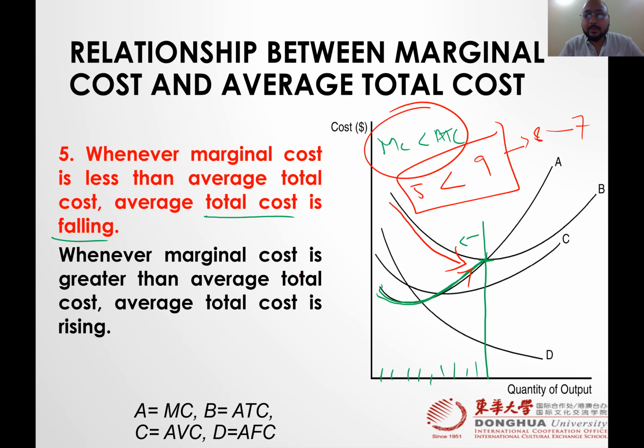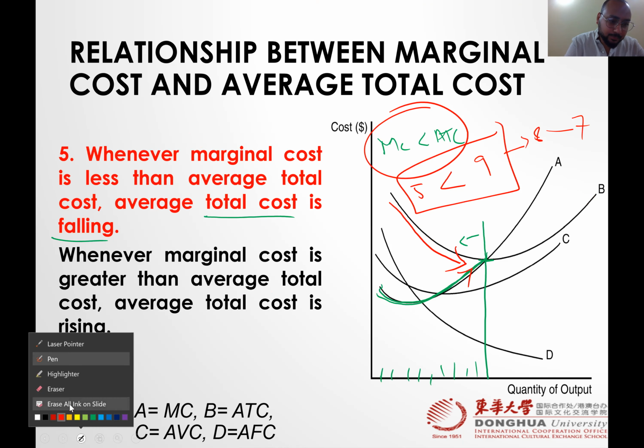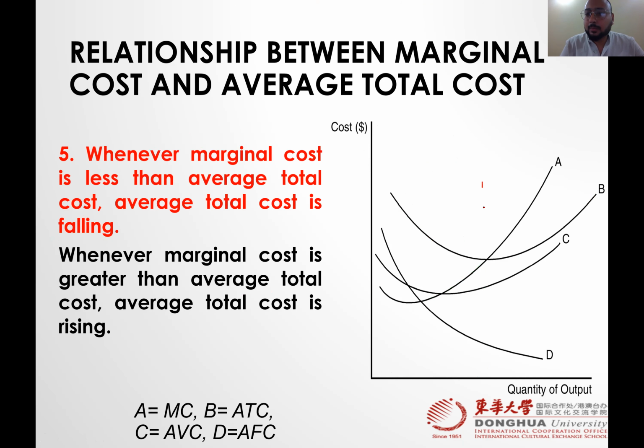And whenever MC, let me just remove all this mess here. So when MC is greater than, you see the upper portion here, this is the MC, which is above our average total cost, which is the B1. And let me change the color here.